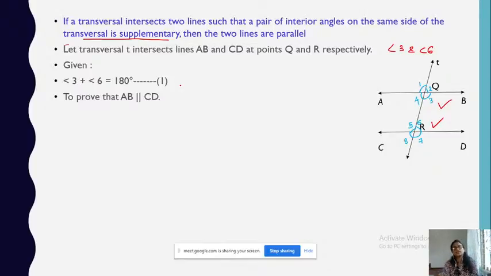We can say that if a ray stands on a line, then the sum will be 180 degrees. Okay, but by using the linear pair axiom, how can we prove that these lines are parallel? Okay, let's see if we can try to use that also. Okay, Vasanda, let's see.